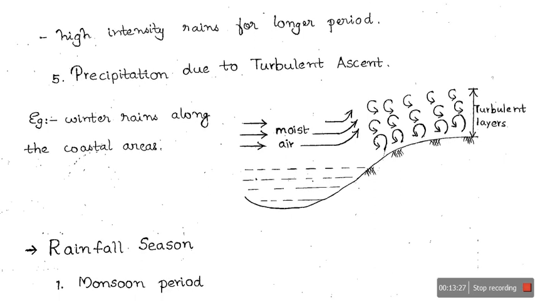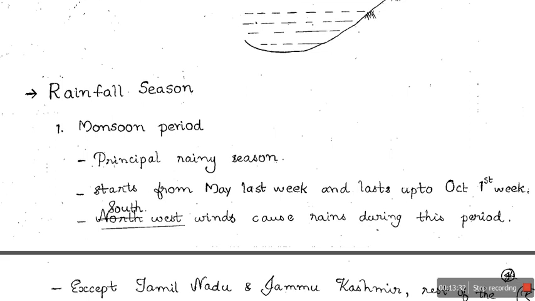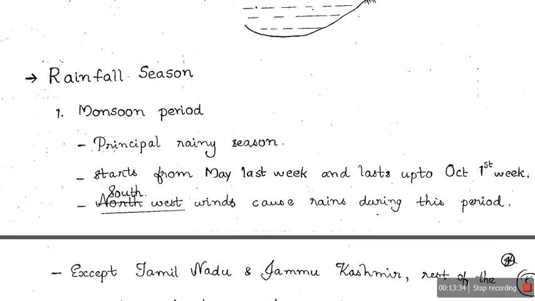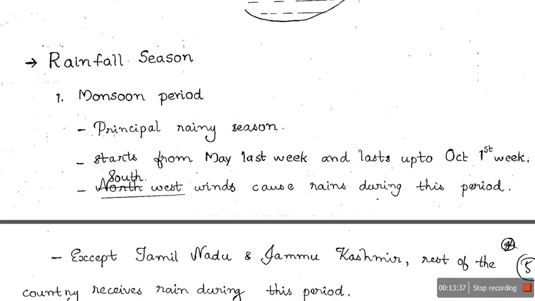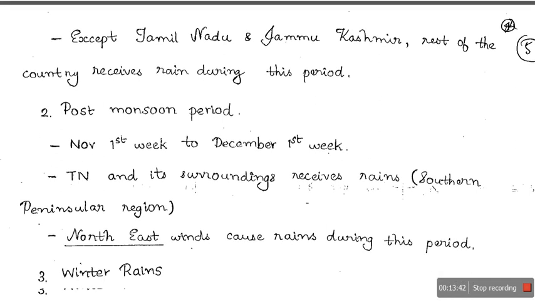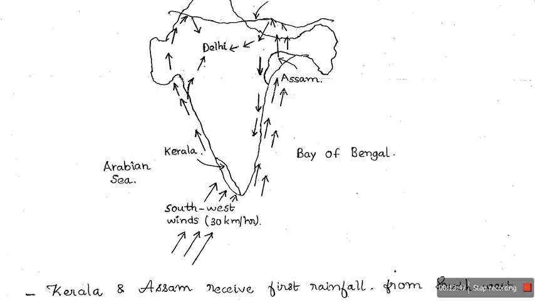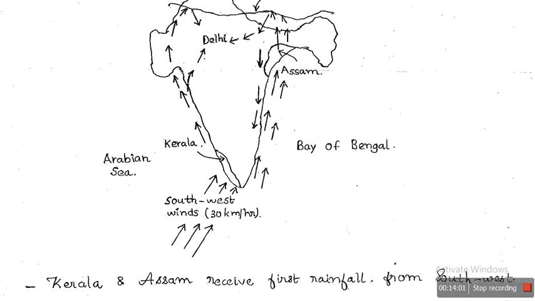Right. These are the rainfall seasons. We have studied earlier in schooling what the monsoon period is and what the post monsoon is. Winter rains, how they happen, how the southwest winds occur and how they get diverted, and which area gets rainfall due to which streams. We know everything; we have studied it in school.